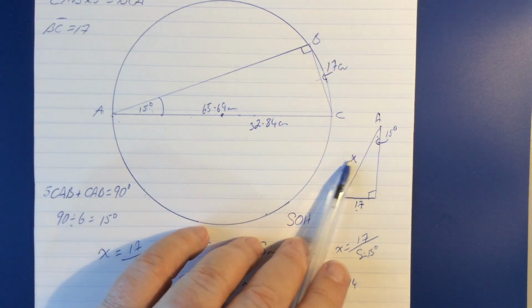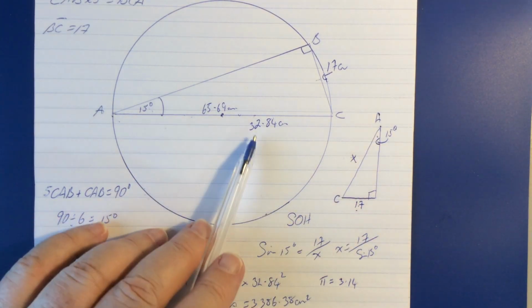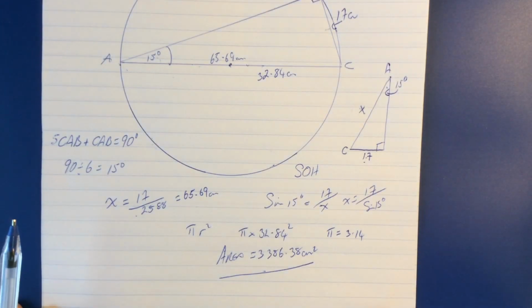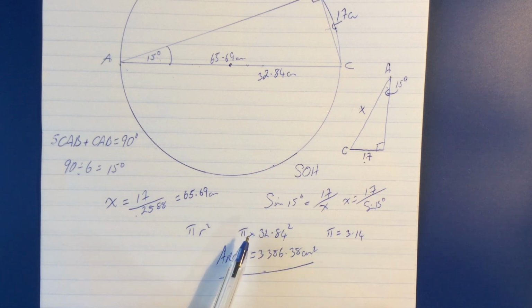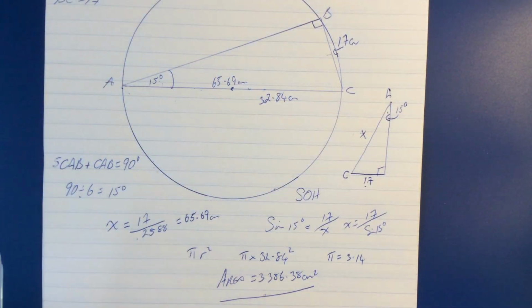Opposite over hypotenuse gives us the sine of this. We can use that to find this length. Half of that length is the radius that we need. Once we have that, it's a very simple calculation. Pi times the radius squared. We'll assume, for the sake of this video, that pi is equal to 3.14 because my calculator can't stand anything more complicated than that. And therefore the area that we get is 3,386.38 centimeters squared. That's the area of that circle.